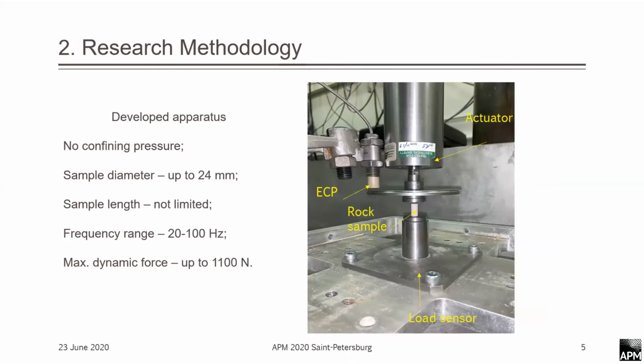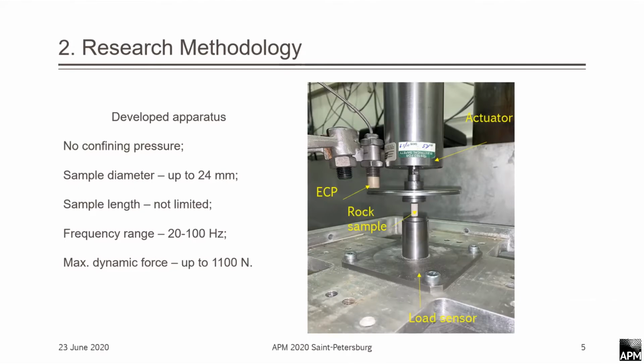On the basis of the University of Aberdeen, we have assembled an apparatus for studying the dynamic effect on rock samples. The apparatus consists of an oscillation actuator that is connected to an oscillation generator, and this machine also has a load sensor, an axial displacement sensor, and here we can see a rock sample that is already installed on the installation.